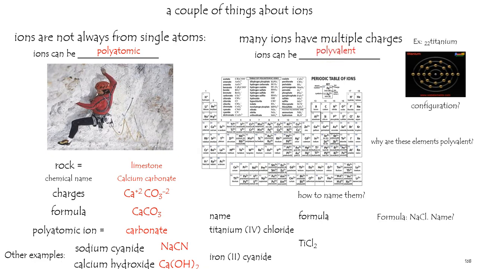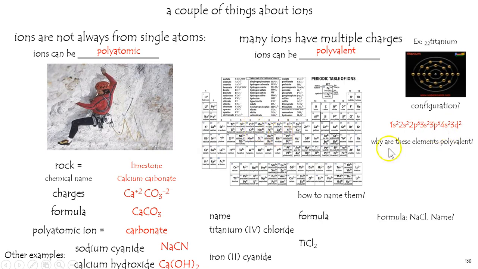Another thing about ions is that they can have multiple charges. In other words, they can be polyvalent. Consider the titanium atom. Its configuration of those 22 electrons is shown here. 1s2, 2s2, 2p6, 3s2, 3p6, and focus on these last two, 4s2, 3d2. Okay, that third shell there is unfilled. It can hold up to 10 electrons, but it only has 2. That's an unfilled inner shell. That's a little bit unusual.